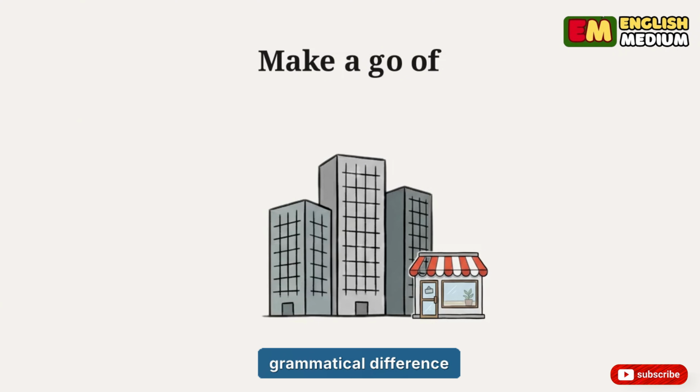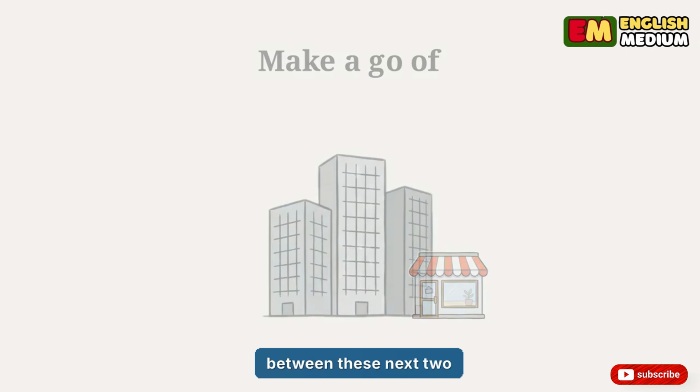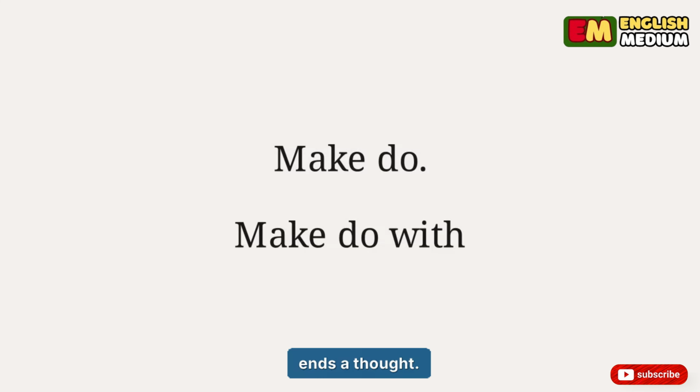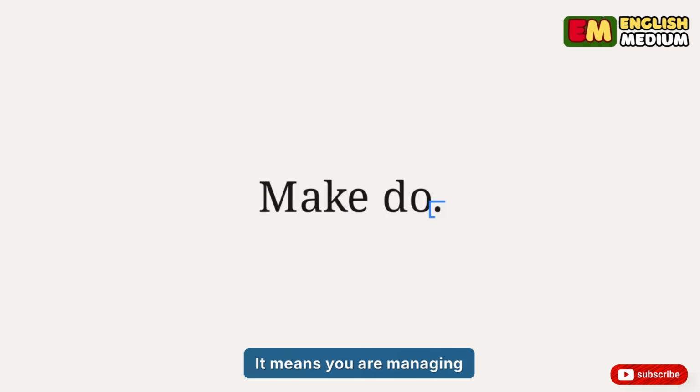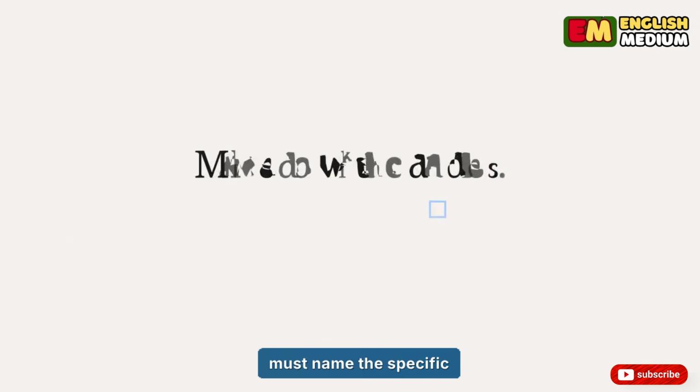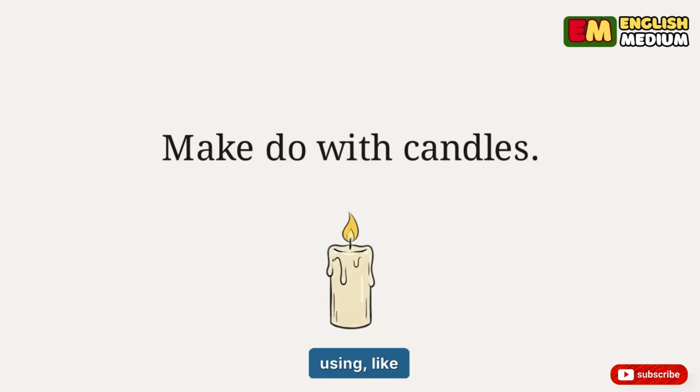There's a specific grammatical difference between these next two. Make do often ends a thought. It means you are managing generally. But if you use make do with, you must name the specific substitute you are using, like making do with candles when the power goes out.